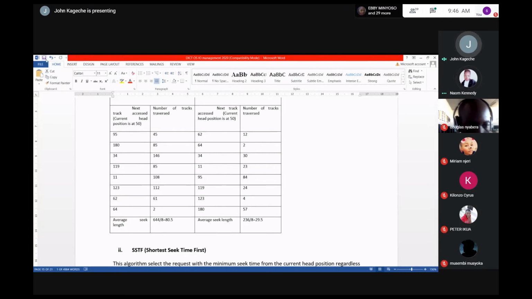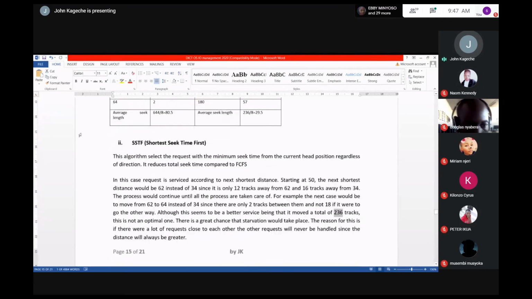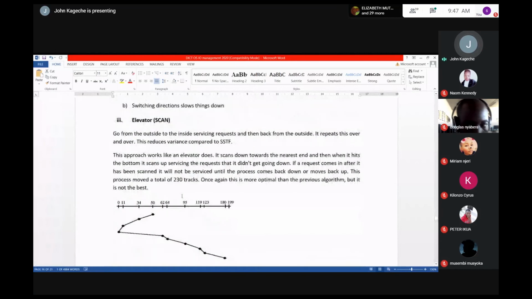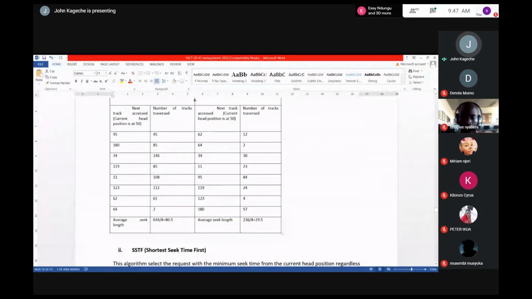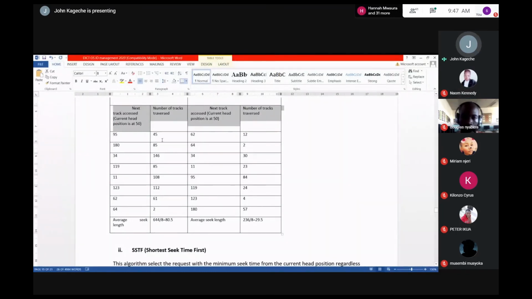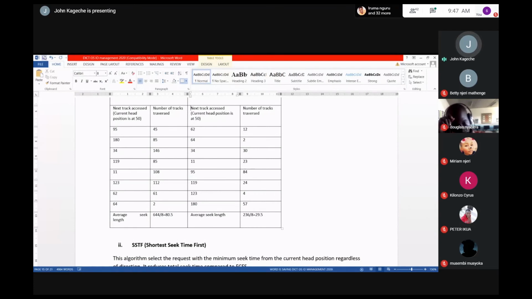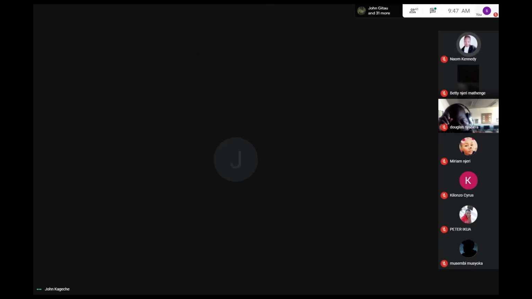Can we go back to the diagram? We'll also compare with the elevator scan, God willing, and see whether there will be significant difference between the average seek length of these particular different systems. I can save that. I know it will help us sometimes later. Now I can go back to the question itself, and then we see how it was supposed to be done.